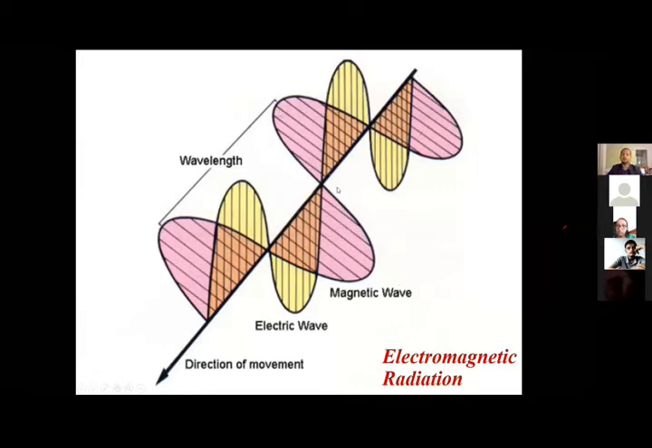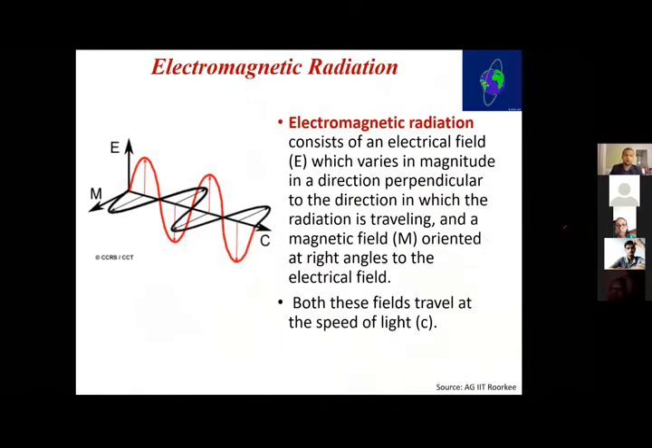And frequency is nothing but the number of cycles per unit time. The number of crests or troughs passing through a single point per unit time is called the frequency. So this is again, C is the speed of light, E is the electric field, M is the magnetic field. Both have a perpendicular relationship.